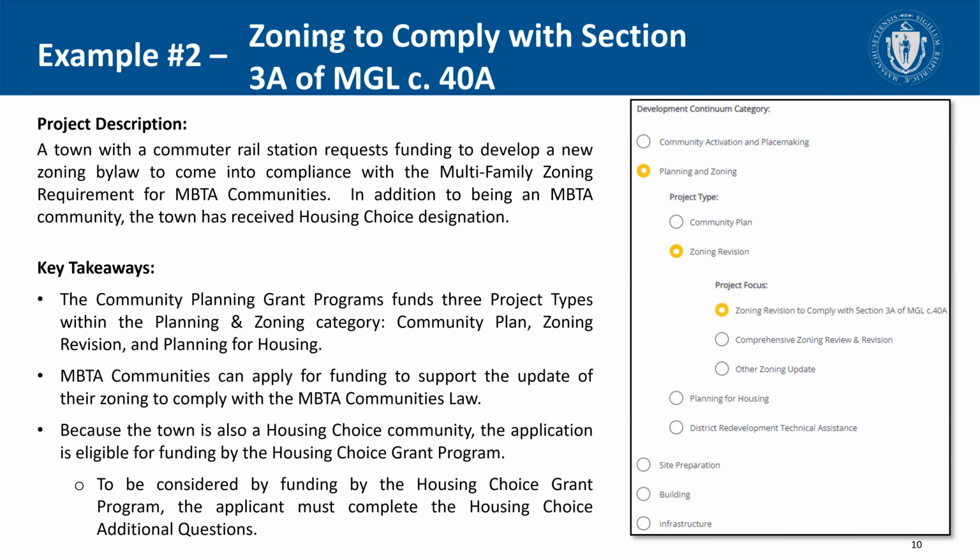So because the town is also a housing choice community, the application is also eligible for review by the Housing Choice Grant Program. So when completing the application, the community would actually need to opt into answering a series of additional questions specifically related to the Housing Choice Grant Program in order to be considered for funding by the program. And so the applicant will see that option immediately after question 2.4 when completing the application.